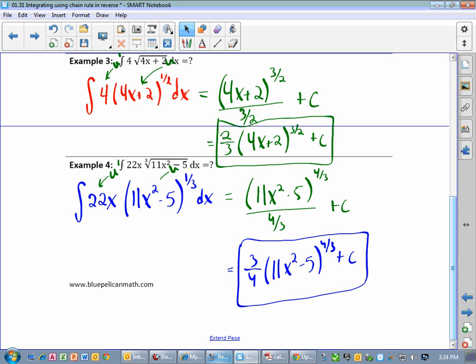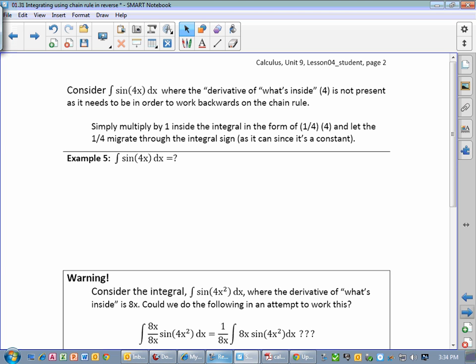Okay. So notice on all these, the u prime has been there, nice and clear, right? So when u prime is there, you just imagine it's not, and you integrate the rest of the integrand. But what if the u prime isn't there? So it says consider the integral of sine of 4x dx. Now what would be the u here? The 4x. And what would be u prime? 4, but there isn't a 4. So we've got a bit of a problem.